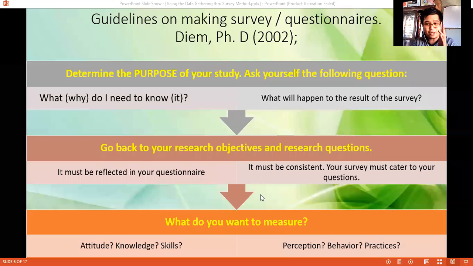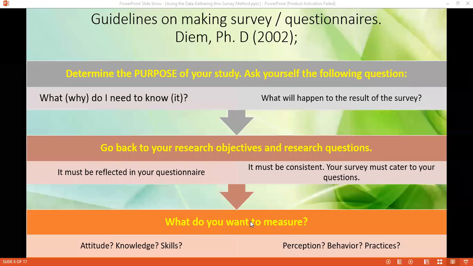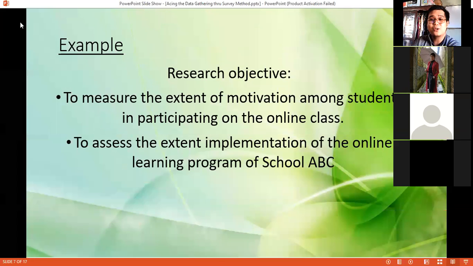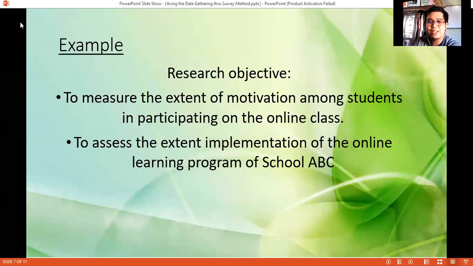Oh, print screen ninyo. Okay, you print screen and then you thumbs up. Thank you. Now, okay. Now, let's go to the sample. Okay, pwede kayo mag-print screen dito ha.